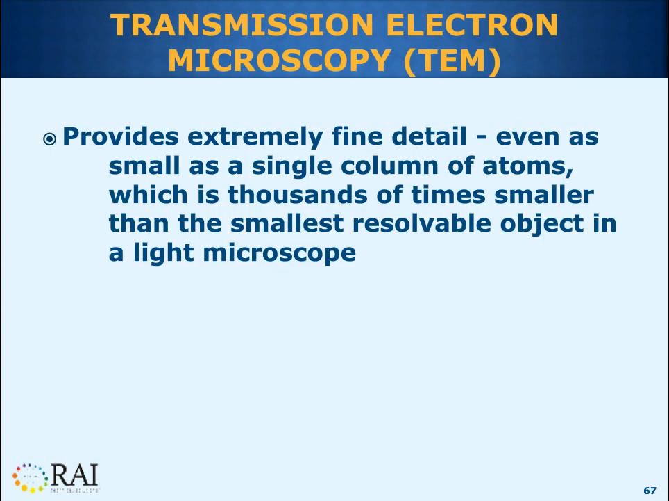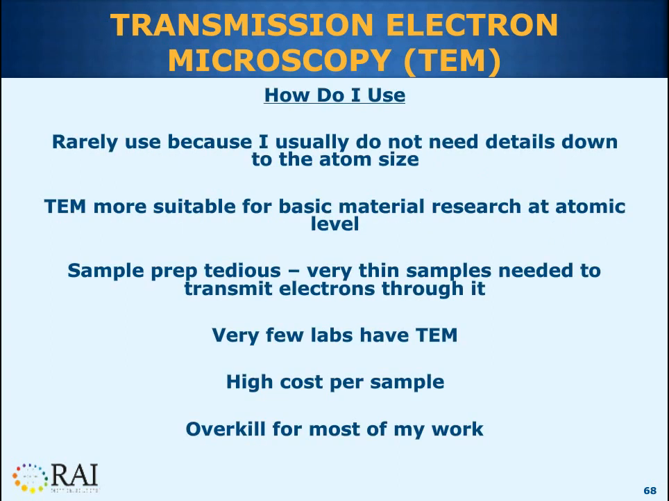So TEM provides extremely fine detail, even as small as a single column of atoms, which is thousands of times smaller than the smallest resolvable object in a light microscope. I use it rarely because I usually do not need details down to the atom size. TEM is more suitable for basic material research at the atomic level. Sample preparation is tedious, and very thin samples are needed to transmit electrons through. Very few labs have TEM, and it's high cost per sample. And TEM is typically overkill for most of my work.